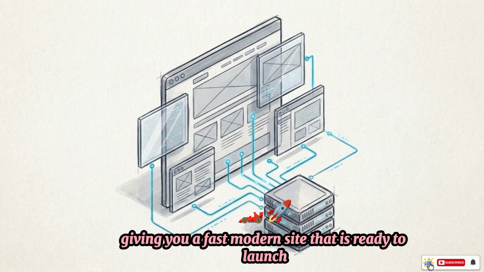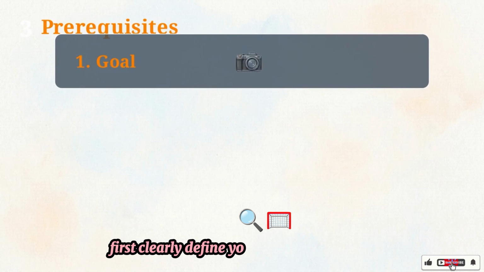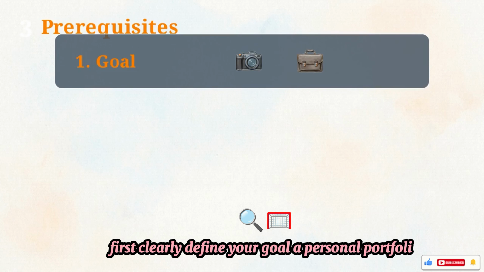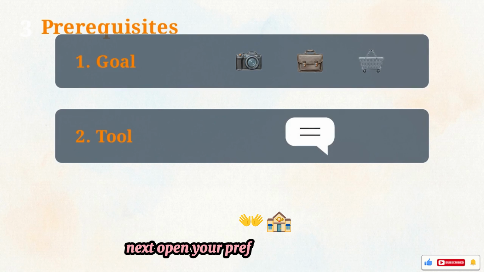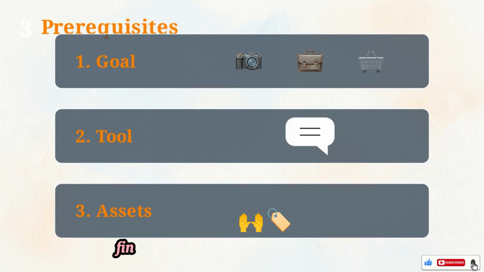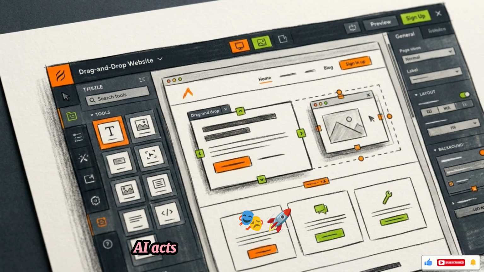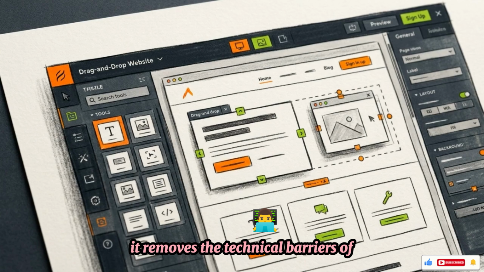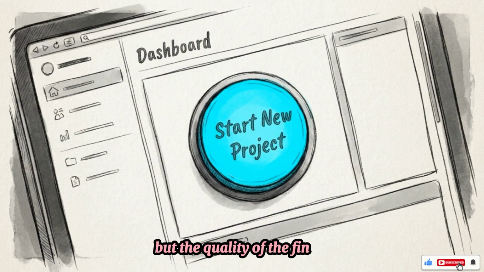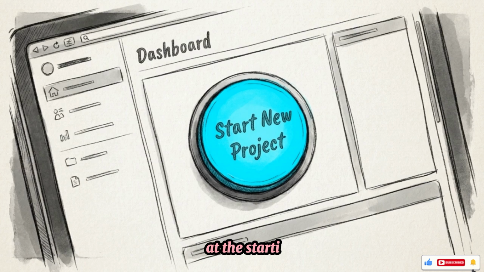ready to launch. Before generating pages, you need to establish 3 prerequisites. First, clearly define your goal: a personal portfolio, a business page, or an online store. Next, open your preferred AI website builder. Finally, gather basic brand assets, like your logo. AI acts as a powerful acceleration engine. It removes the technical barriers of coding, but the quality of the final product depends entirely on how clearly you define your vision at the starting line.